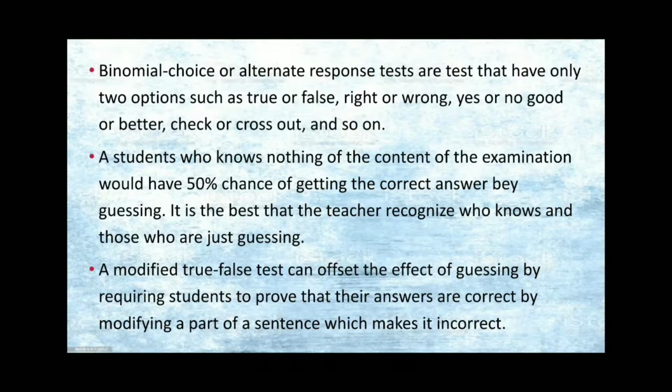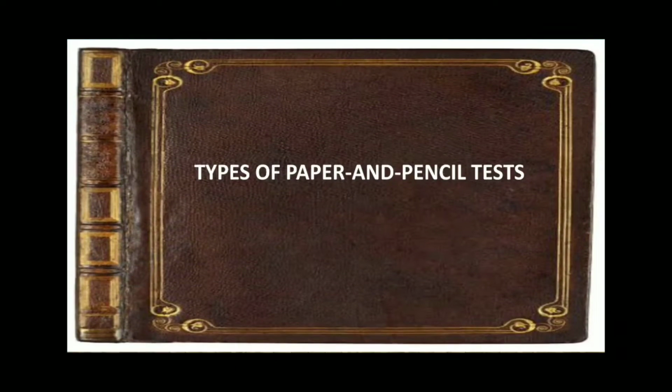A modified true or false test can offset the effect of guessing by requiring a student to prove that their answers are correct by modifying a part of the sentence which makes it incorrect. So here we have the types of paper and pencil tests.